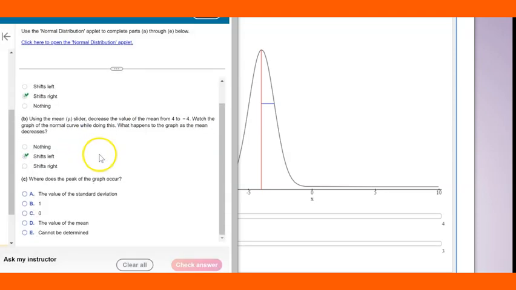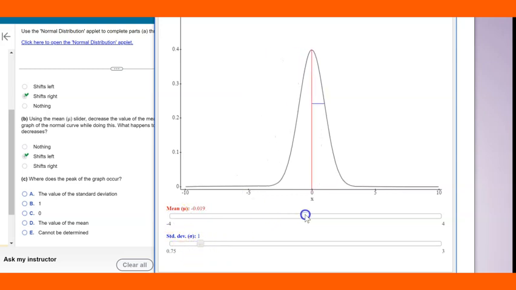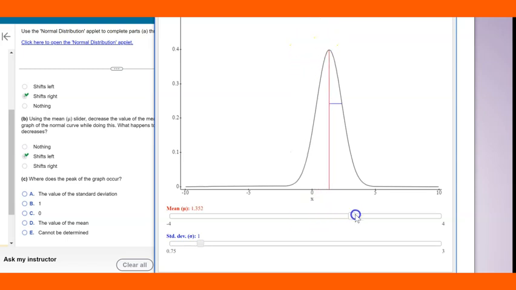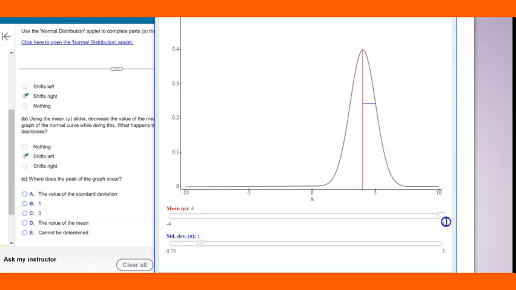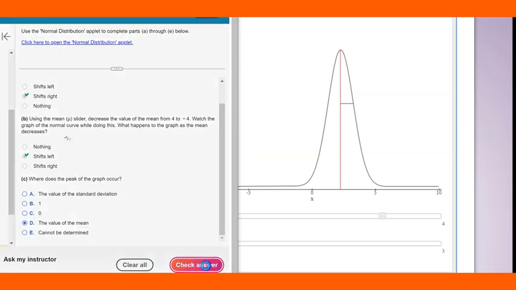Where does the peak of the graph occur? Remember that the peak of the graph occurs at the value of the mean. Whatever mean is here, see, mean is 0, the peak of the graph occurs at the mean. If you shifted the mean to 5 or 4, whatever, the peak of the graph occurs at the mean. Therefore, where does the peak of the graph occur? At the value of the mean.